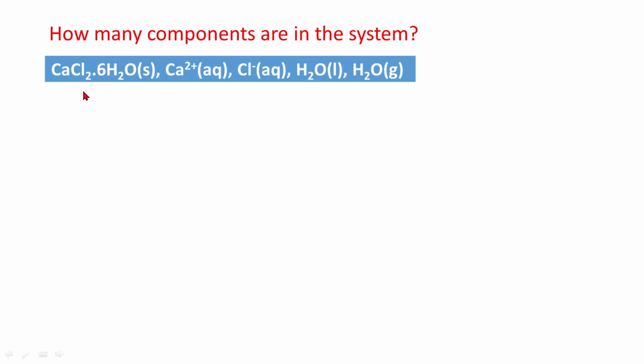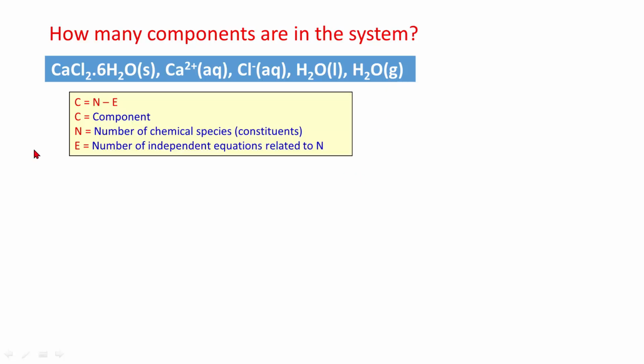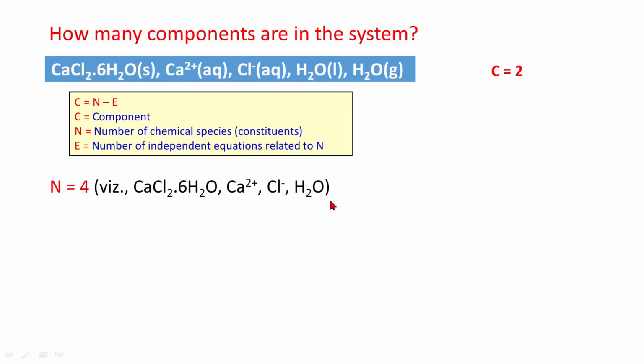In the case of calcium chloride 6 water solid, calcium ions aqueous, chloride ions aqueous, water liquid and water gaseous, how many components are in the system? By applying the relation C is equal to N minus E, the number of components is equal to 2. Here N is equal to 4: calcium chloride 6 water, calcium ions, chloride ions and water. Whether water is a liquid or gas, it is water.